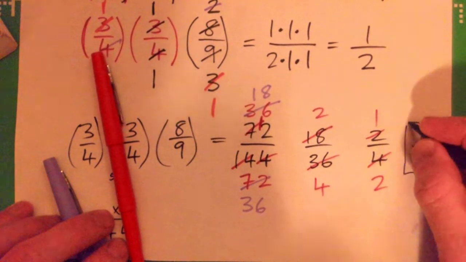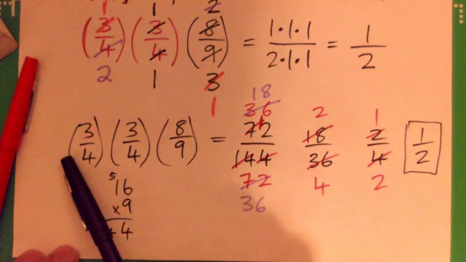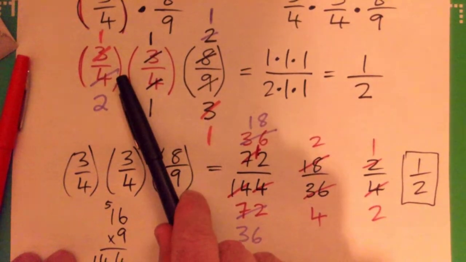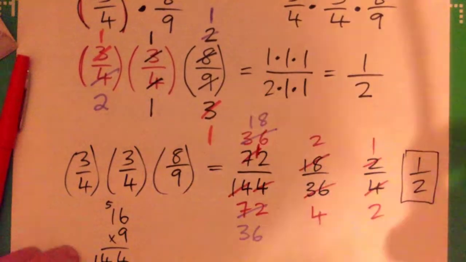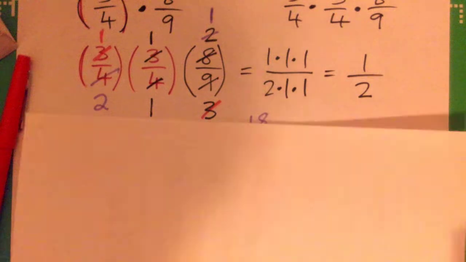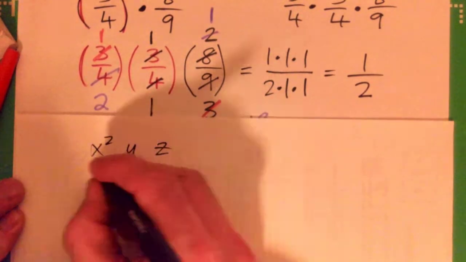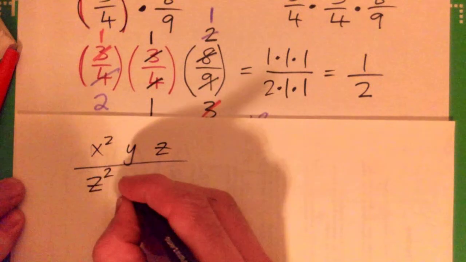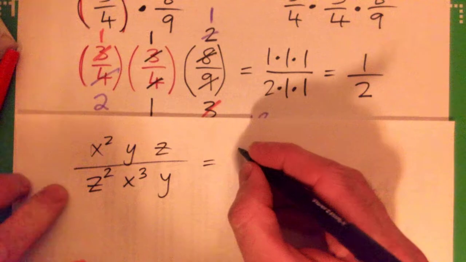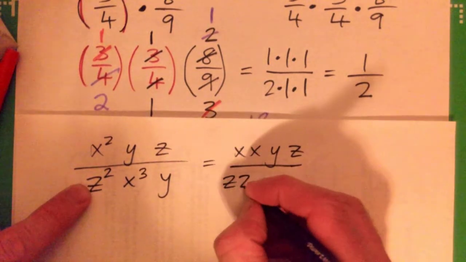That is the answer. But I need you all to learn this. I imagine you can all do this, but you need to know this. All right? This is important. And also because then you can actually do algebra. Because algebra will look like this. Stuff like x squared yz over z squared x cubed y. And you go, x squared is just x times x, y, z, and z squared is just z, z, x, x, x, y.